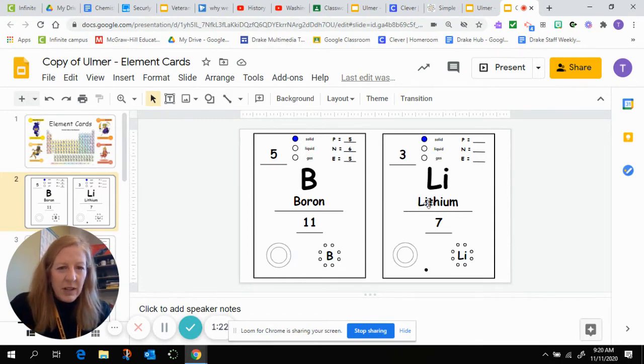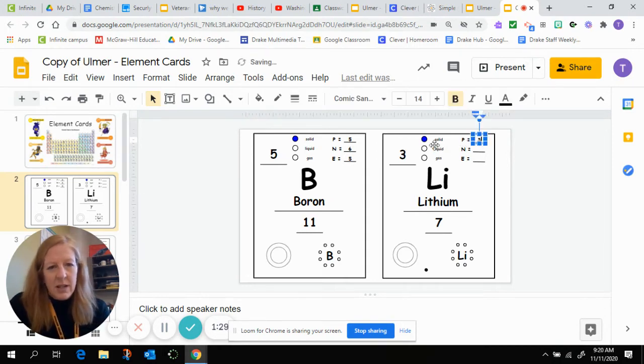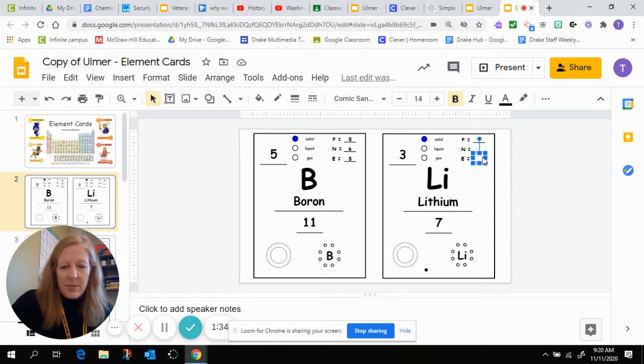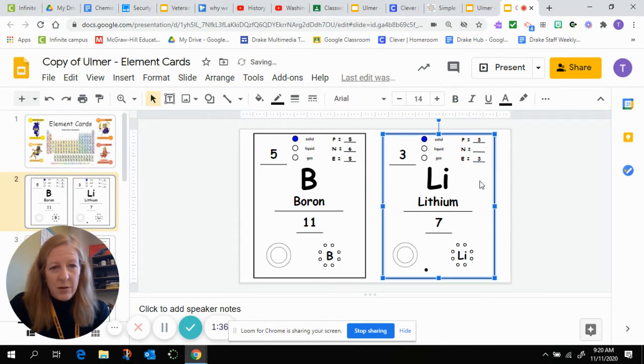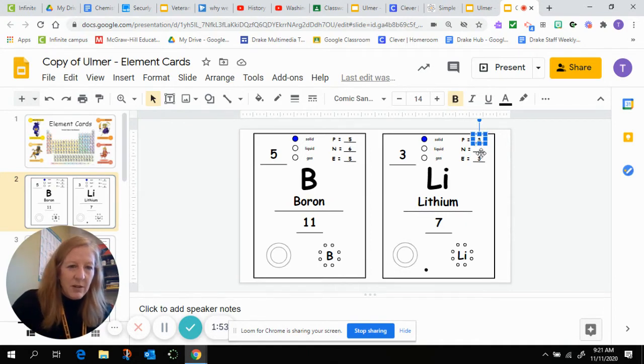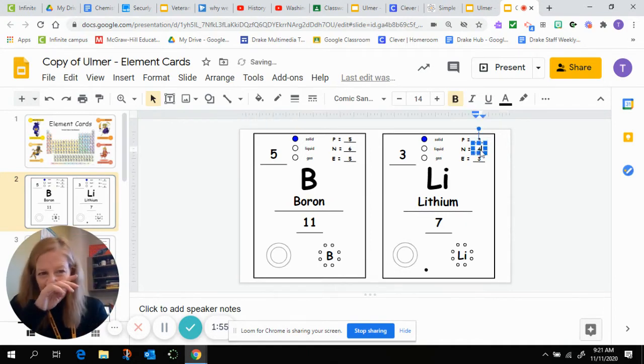Okay, so for lithium, the number of protons is the atomic number, so that would be 3. The number of protons equals the number of electrons, so electrons are also 3. And then neutrons are the atomic mass, which in this case is 7, the larger number, minus the smaller. Atomic mass minus atomic number gives you the number of neutrons, so 7 minus 3 equals 4.